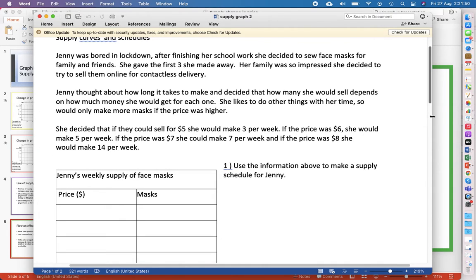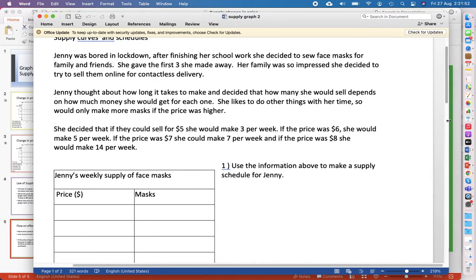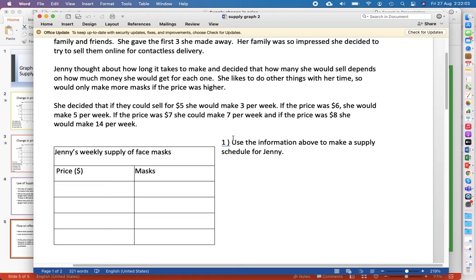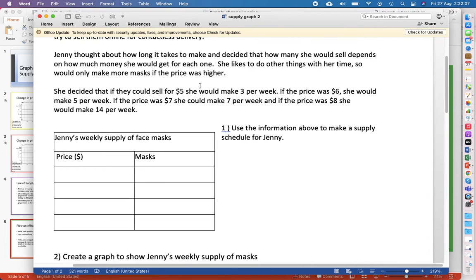for contactless delivery. Jenny thought about how long it takes to make the masks and decided that how many she sells will depend on how much money she gets for each one. She likes to do other things in her time, so may only make more masks if the price was higher. Okay, she decided that if they could sell for $5, she'd make 3 masks per week. If it was 6, she'd make 5. 7, she'd make 7, and 8, she'd make 14, because it's really worth a while at that kind of price.